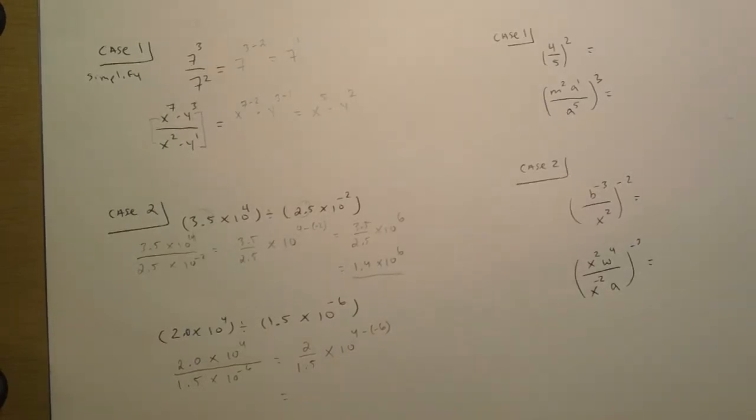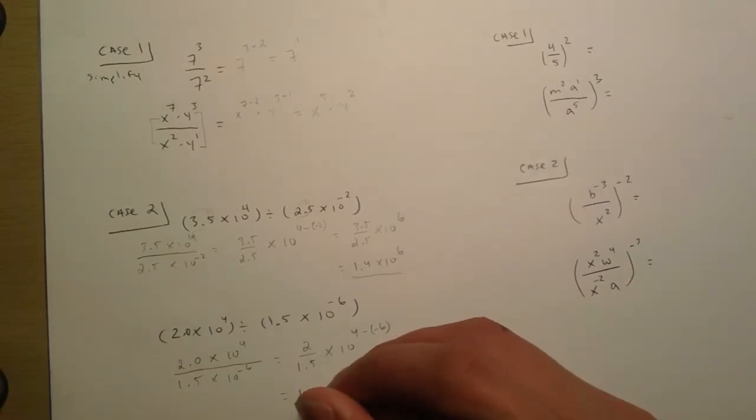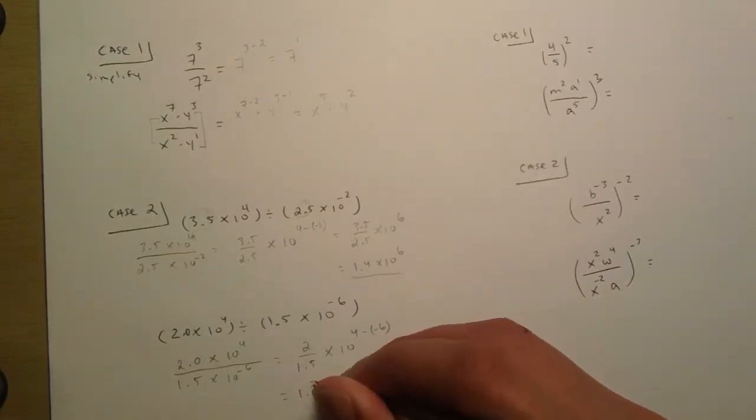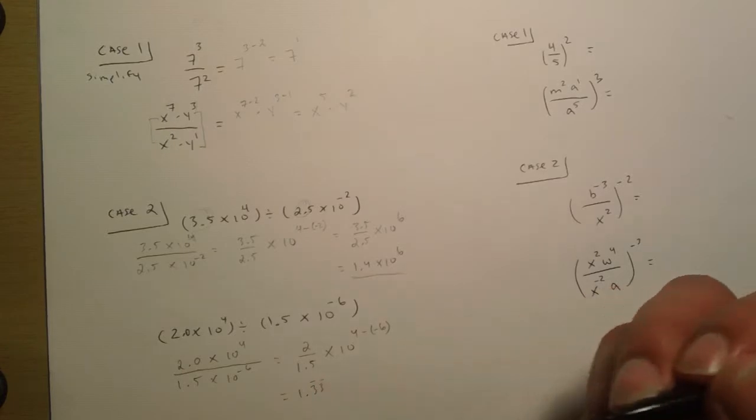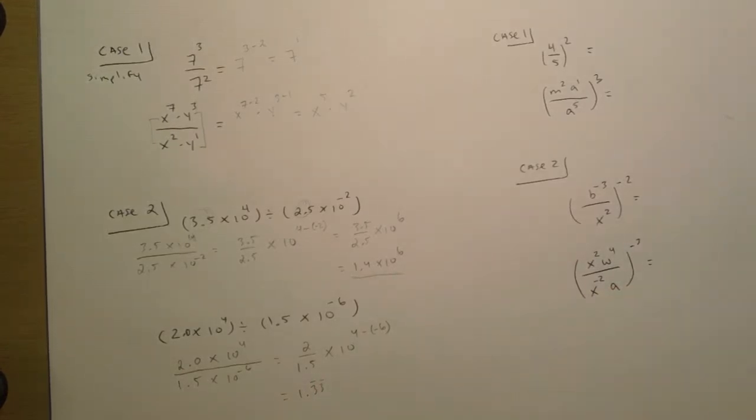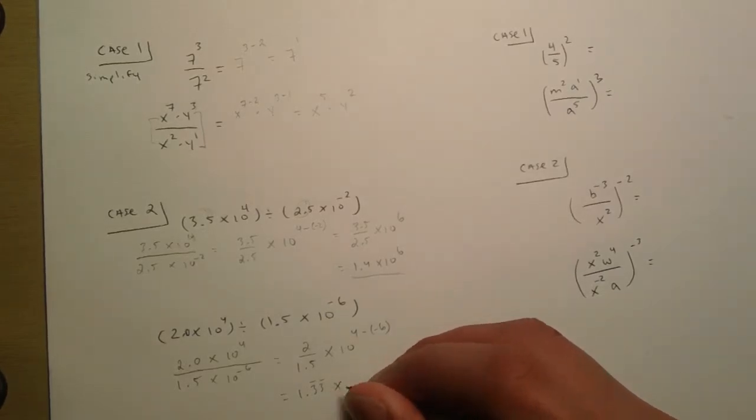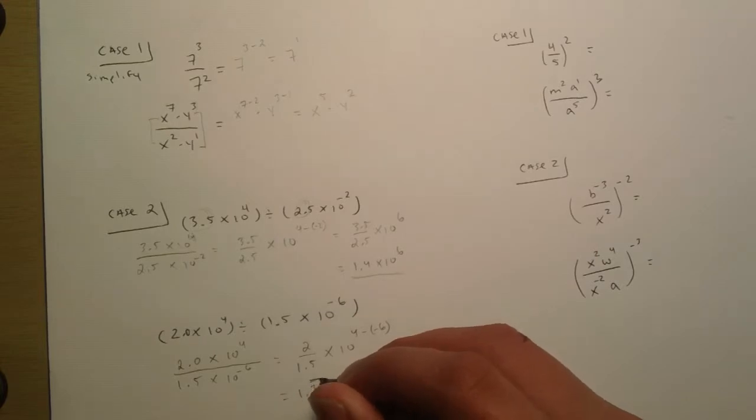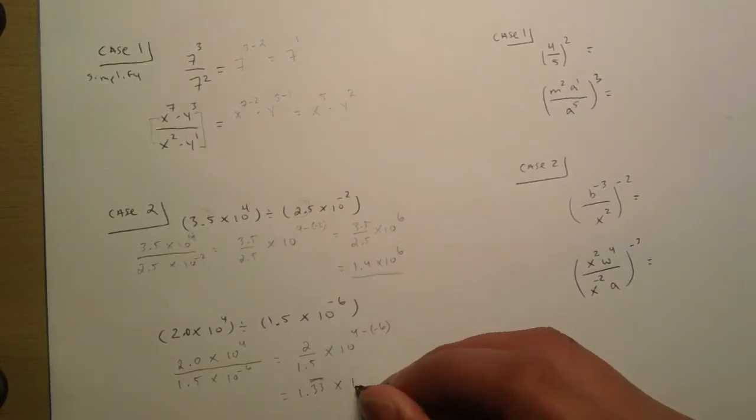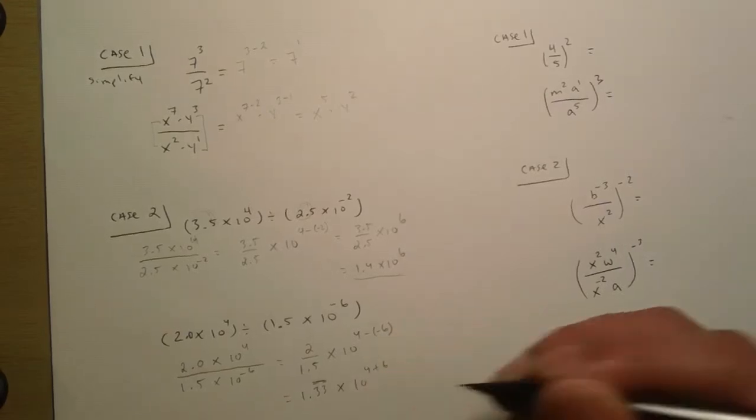and right here we have 2 divided by 1.5, which is, my calculator tells me it's 1.3 repeating, but it looks like it could be 4/3 to me. Okay, but we'll just keep it at that, times 10 to the 4 plus 6.